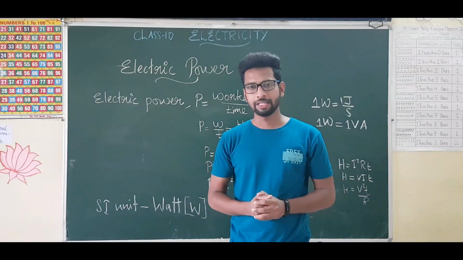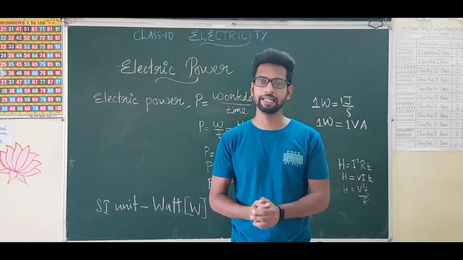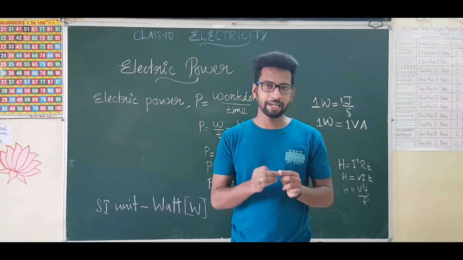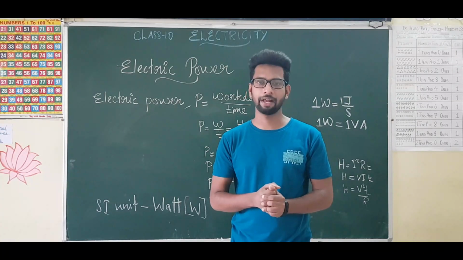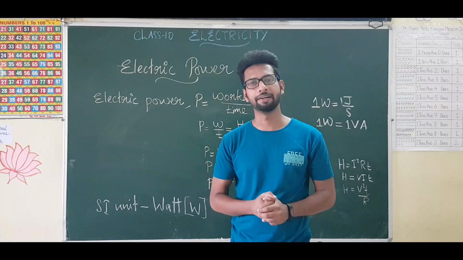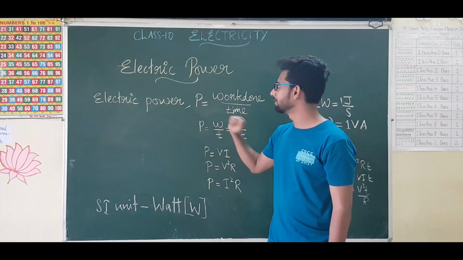The rate at which energy is consumed or dissipated in an electric circuit is known as electric power. I will repeat. The rate at which the electrical energy is consumed or dissipated in an electric circuit is known as electric power. So we can represent the electric power by the symbol P.